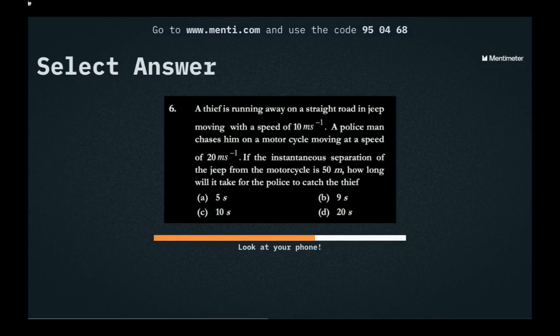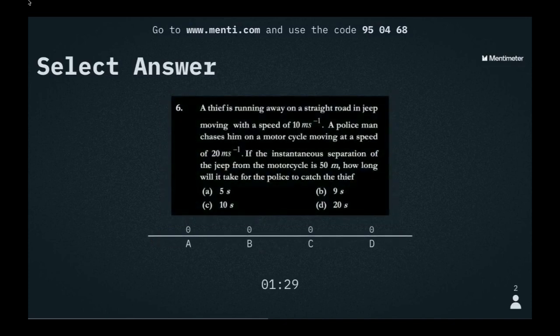A thief is running away with a speed of 10 meters per second. A policeman chases him on a motorcycle moving at a speed of 20 meters per second. If the instantaneous separation of the policeman from the thief is 50 meters, how long will it take for the police to catch the thief? I have my answer with me. This was so easy. You should know subtraction and you should know division, right?